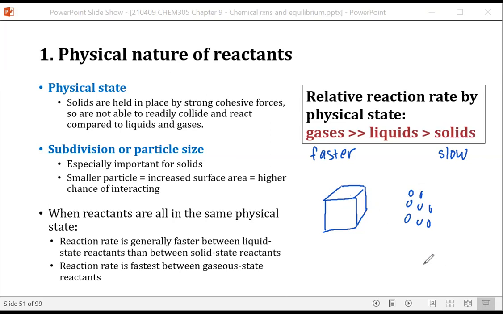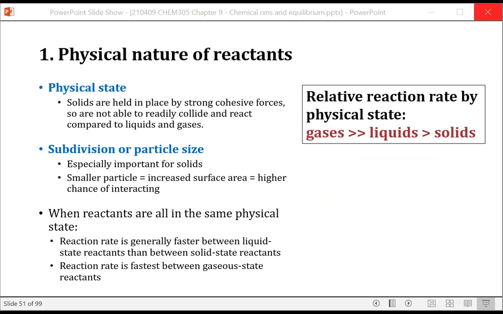It's the same thing with reaction rates. You increase the surface area, you increase the likelihood of a collision happening in the right orientation and the reaction proceeding. Okay, so that's our first way we can influence reaction rates.